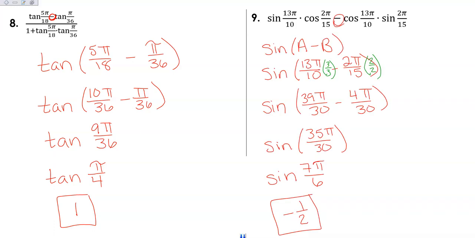All right, so let's check your work. I should see right here that I have a sine and a cosine, which means that I'm doing a sine sum or difference. Remember, with sine, the signs match, so I am subtracting here. We need to get a common denominator, subtract it out, and then we get 35 pi over 30, which is 7 pi over 6. And our sine at 7 pi over 6 is negative 1/2.